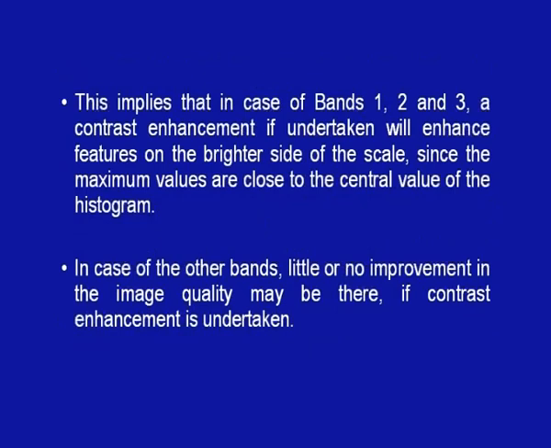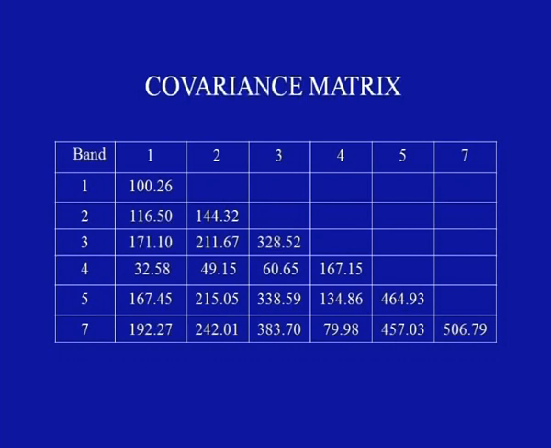This implies that in the case of bands 1, 2 and 3, a contrast enhancement, if undertaken, will enhance the features on the brighter side of the scale, since the maximum values are closer to the central value of the histogram. In the case of the other bands, little or no improvement in image quality may be there if contrast enhancement is undertaken. So, another process in image processing has now been understood by examining the initial statistics of the data set. Now we examine the covariance matrix.